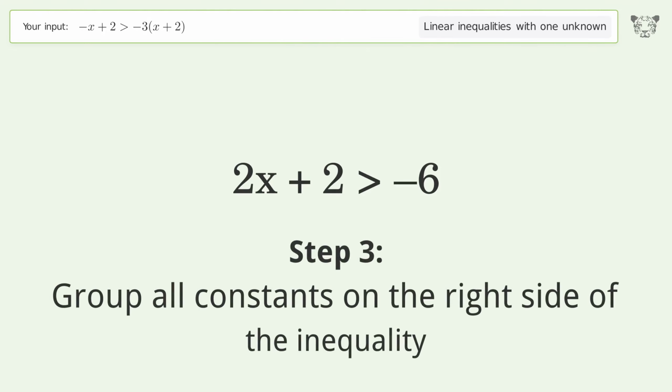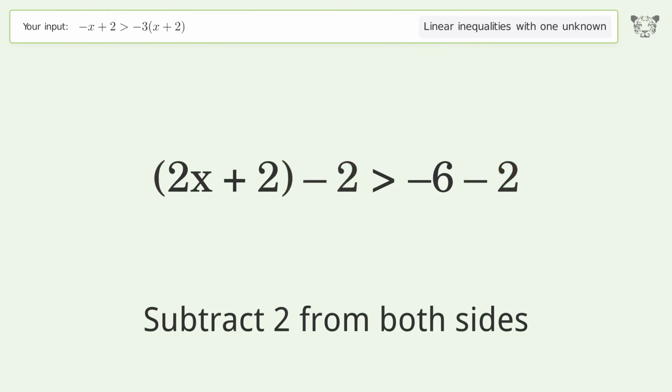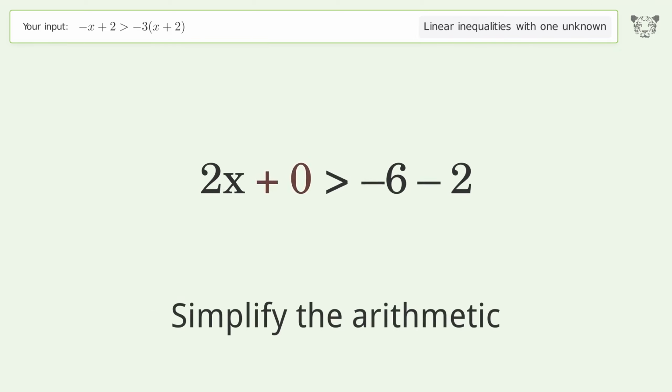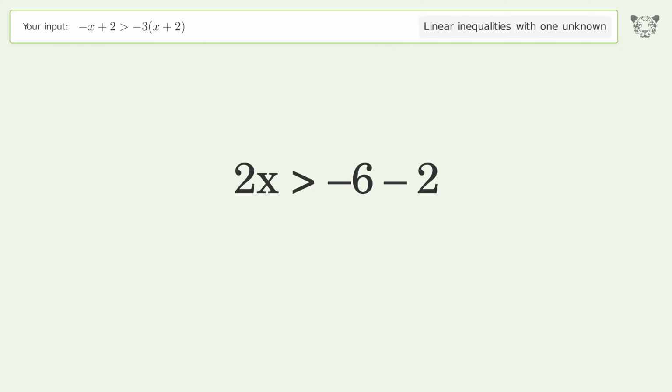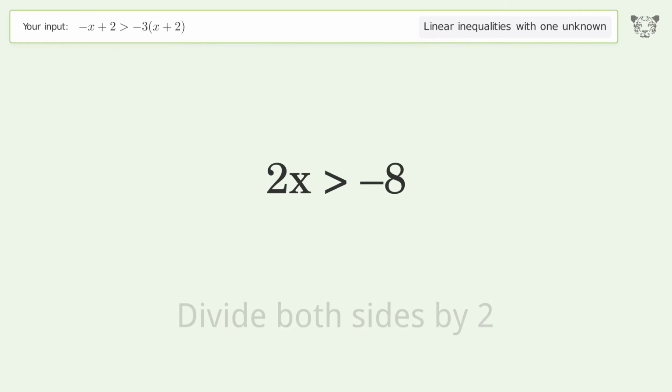Group all constants on the right side of the inequality. Subtract 2 from both sides. Simplify the arithmetic. Isolate the x. Divide both sides by 2.